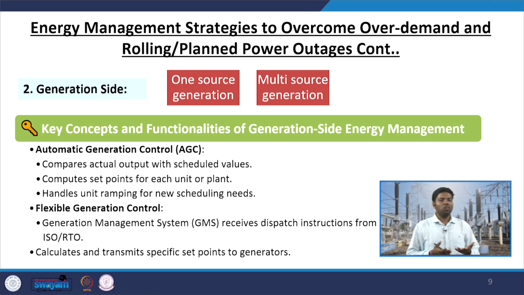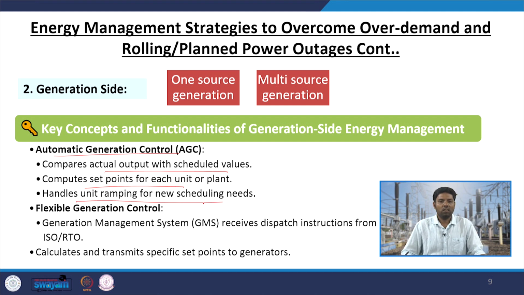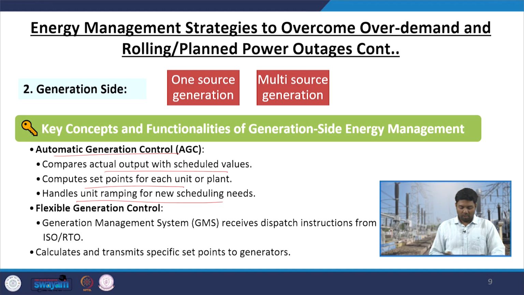Second option, obviously, you can change the settings of the generators depending upon the load to meet it. Okay. So, first you can take the automatic generation control, which compares the actual output to the scheduled values. You tune that AGC, compute set points for each unit or plant, and handle unit ramping for new scheduling needs. That is at the transmission grid, because ultimately the distribution load will be reflected to the transmission system, and accordingly you set your generators to cater to that extra load.